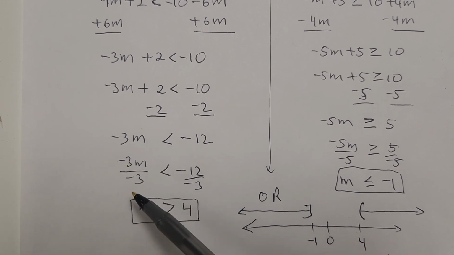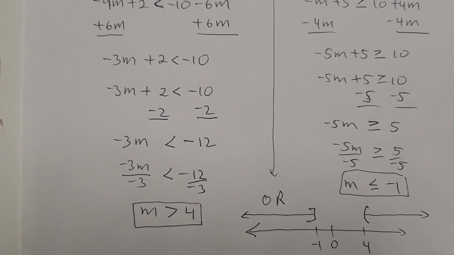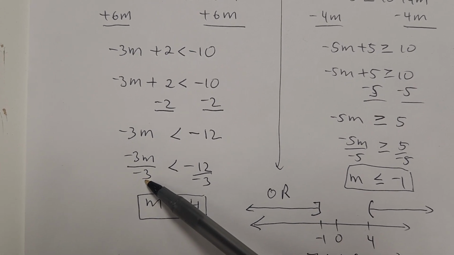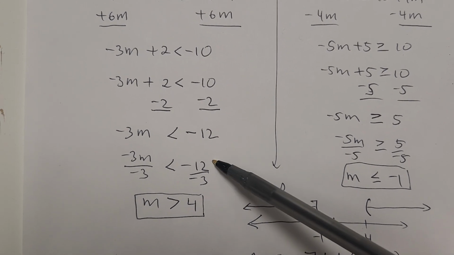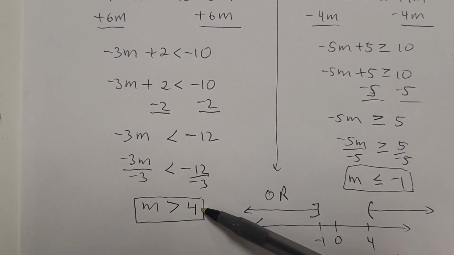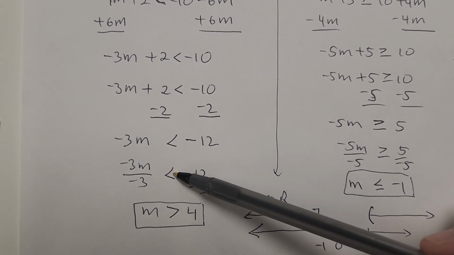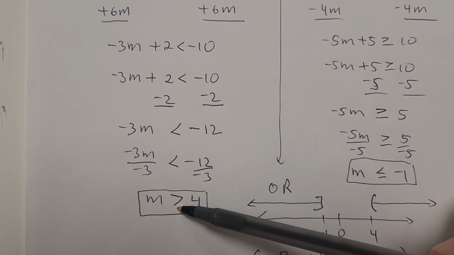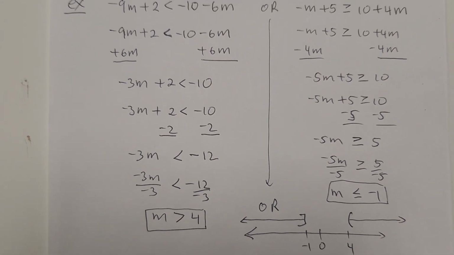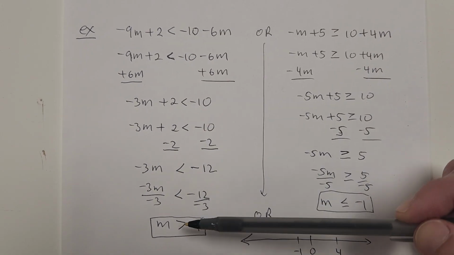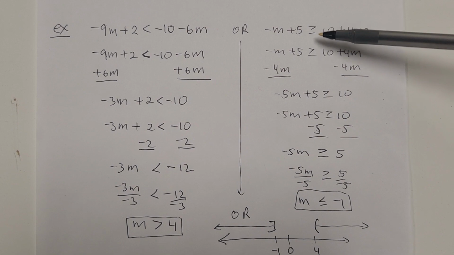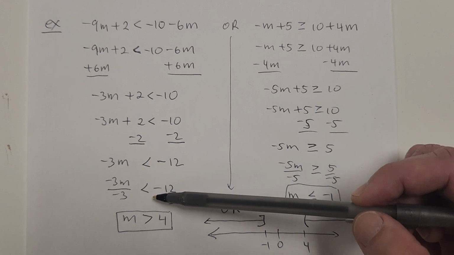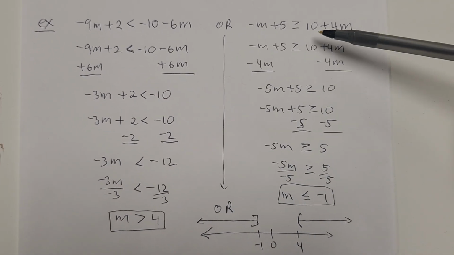Now divide by negative 3, which I have here and also here. Since I am dividing by negative 3, this becomes positive. 3 and 3 go away, so I just have m. Negative 12 divided by negative 3 gives me positive 4. And since I am dividing by a negative, this symbol is switched. As you can see, this has been flipped. So this is on the left-hand side. Now do the same thing over here on the right-hand side, just multi-step. So solving multi-step on the left and also multi-step on the right.